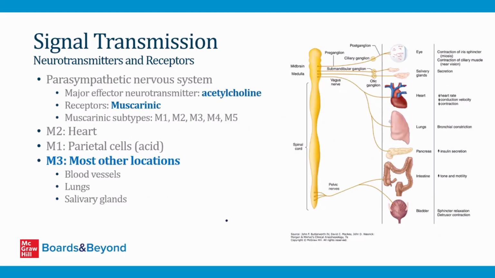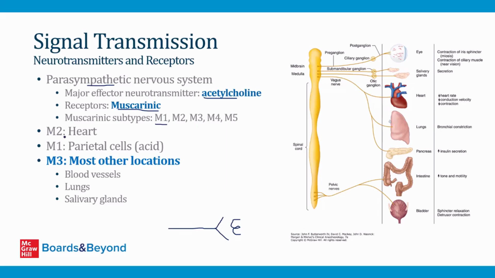Okay, so that's the ganglionic synapses, but now we're going to talk about the synapses between that second neuron, that postganglionic neuron, and the effector sites. And these synapses are different depending upon whether you're talking about the parasympathetic or the sympathetic system. For the parasympathetic system, the major neurotransmitter is acetylcholine, and the major receptor type is muscarinic. And as I mentioned before, there are lots of subtypes of muscarinic receptors, M1, M2, M3, M4, M5.